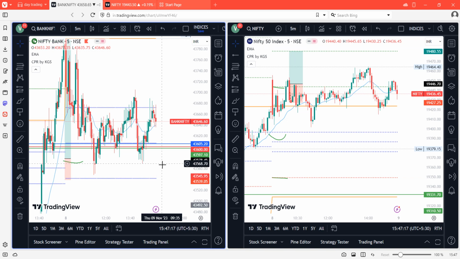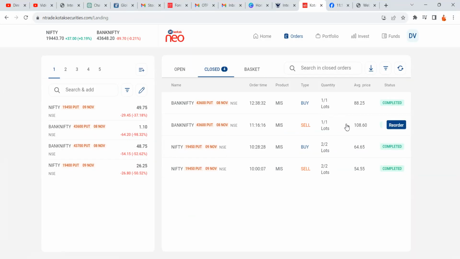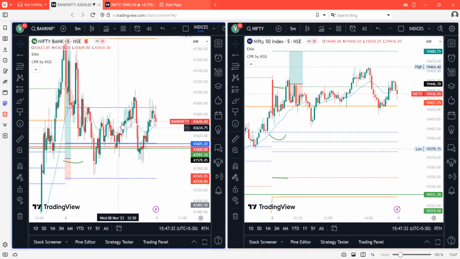Now, at this point of time, what is the premium here? The premium here is 108.60, coming down to reduce to 10 points. Where? At this point. If I am in the trade, I am going to take my profits here. Why am I going to take my profits here? Why can't I wait for the premium to reduce to 1 or 2?